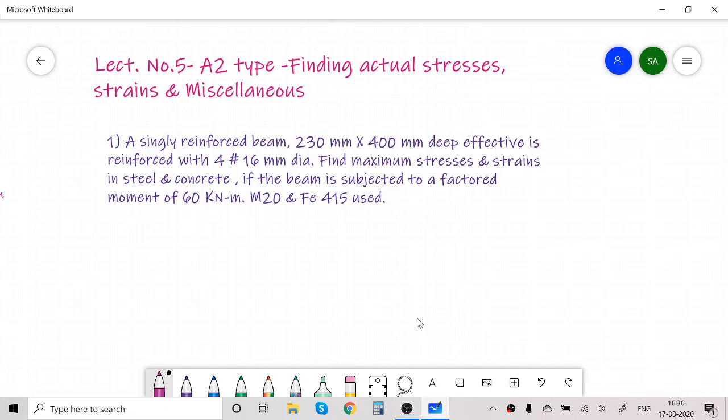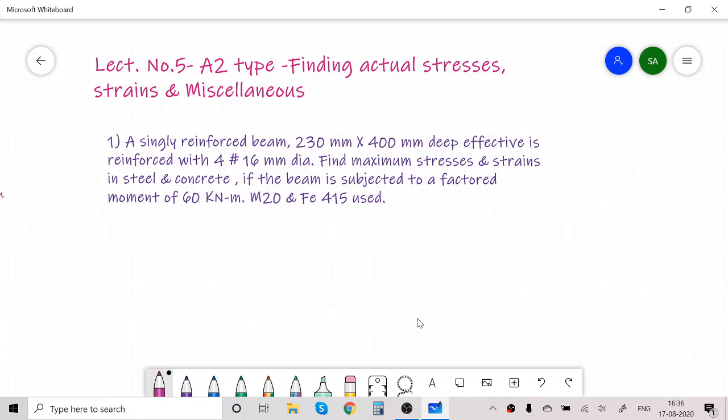Hello friends. Today in lecture number 5 of the subject RCC, we will study the A2 type problem, that is finding actual stresses, strains and miscellaneous problems.